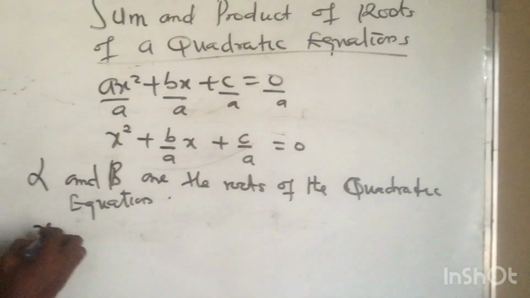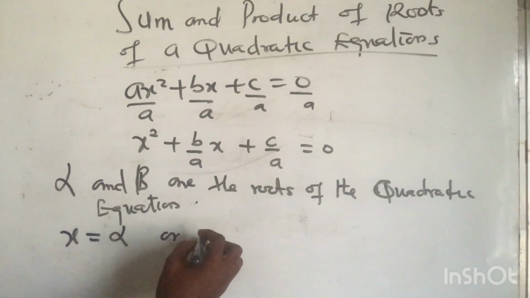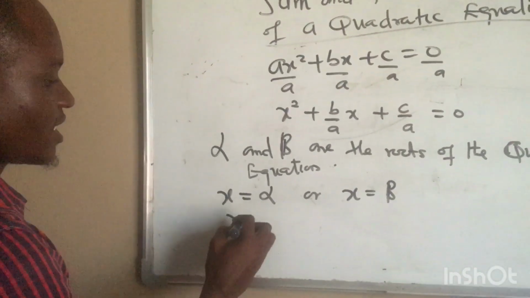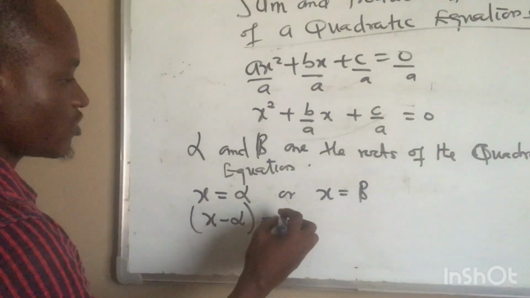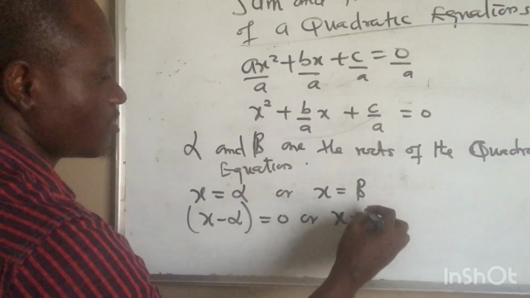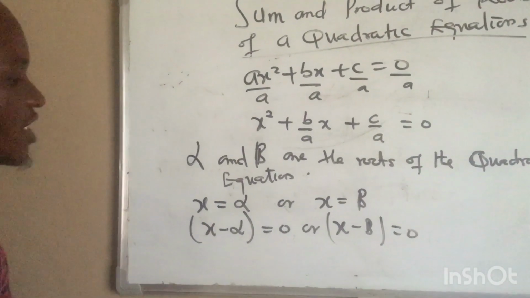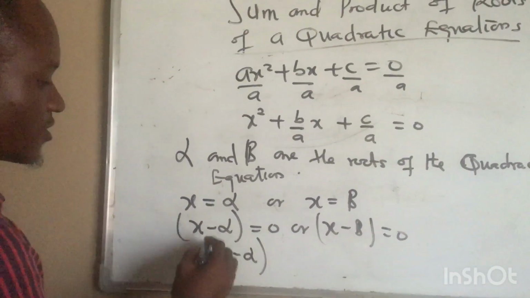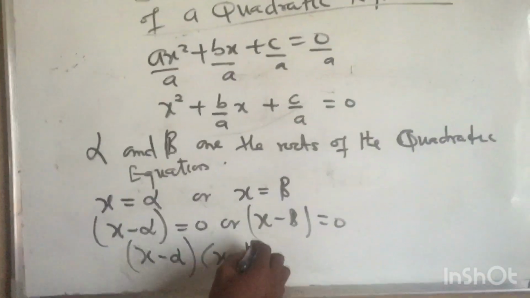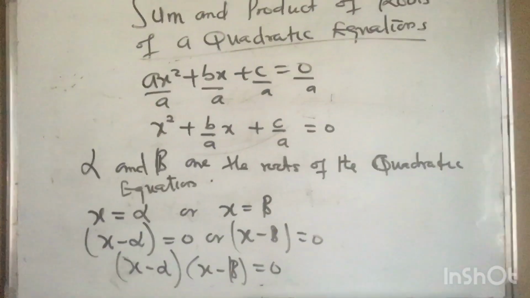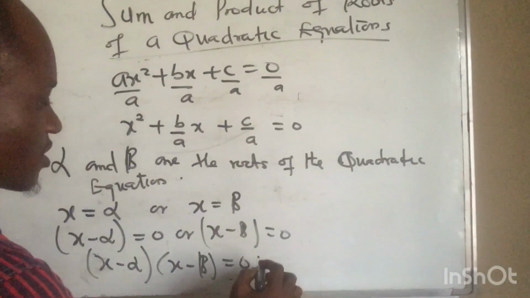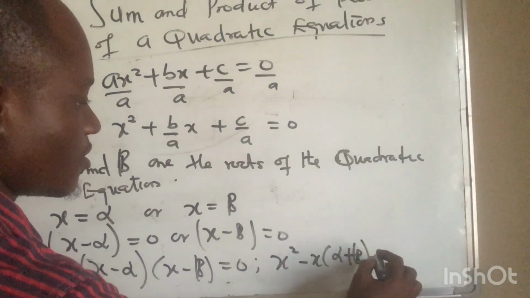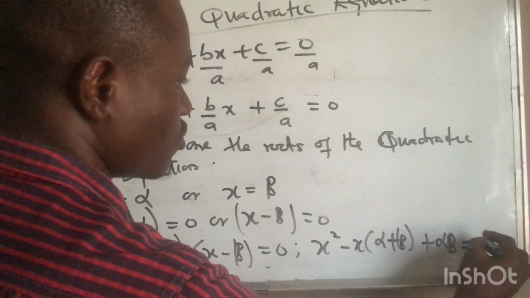That means I'm saying that my x is equal to alpha, or x is equal to beta. From here I can say x minus alpha is equal to 0, or x minus beta is equal to 0. Since both are equal to 0, I can say x minus alpha, into bracket x minus beta, equals 0. If you expand this equation, this is what we are going to get: x squared minus x into bracket alpha plus beta, plus alpha beta, equals 0.